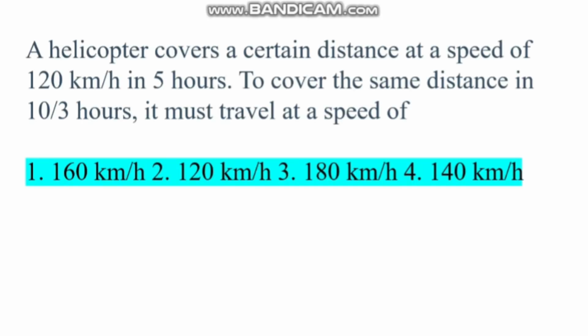Then we take the second example. A helicopter covers a certain distance at a speed of 120 km per hour in 5 hours. To cover the same distance in 10 by 3 hours, it must travel at a speed of: the options are 160 km per hour, 120 km per hour, 180 km per hour, and 140 km per hour.